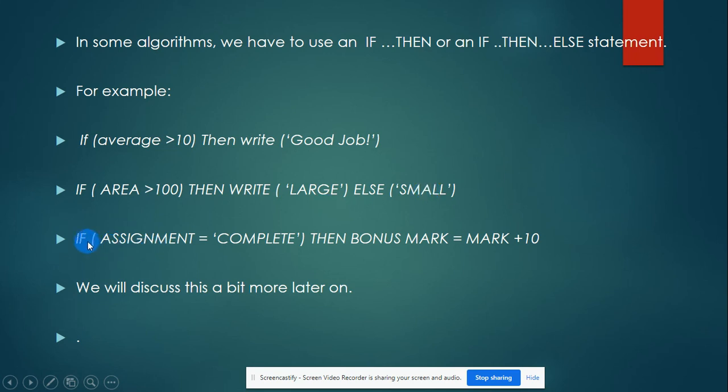Look at the next example here of the if-then. If assignment is equal to complete, then bonus mark is equal to mark plus 10. So basically, we're doing a calculation. We're increasing the person's mark by 10.